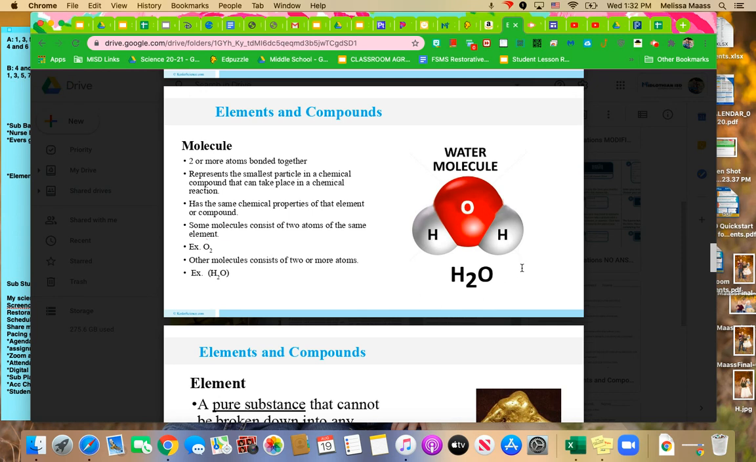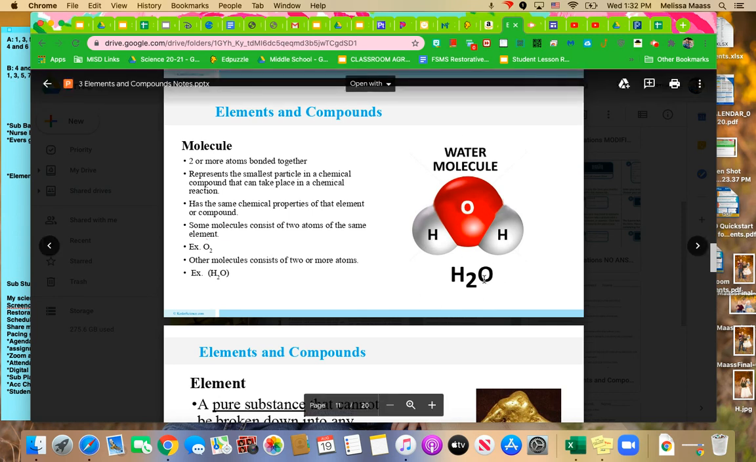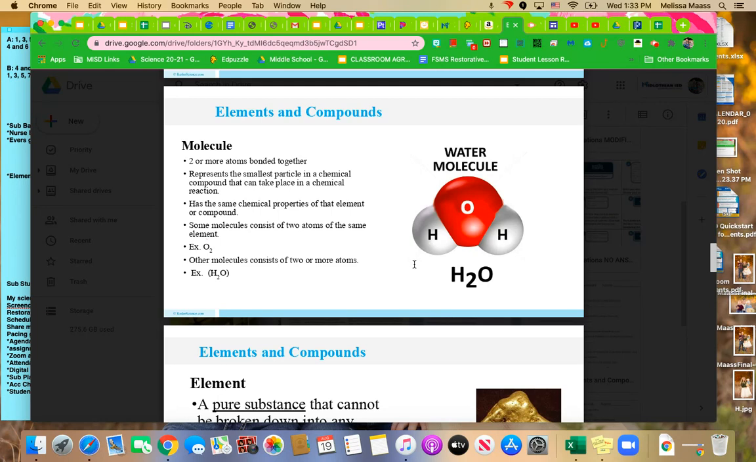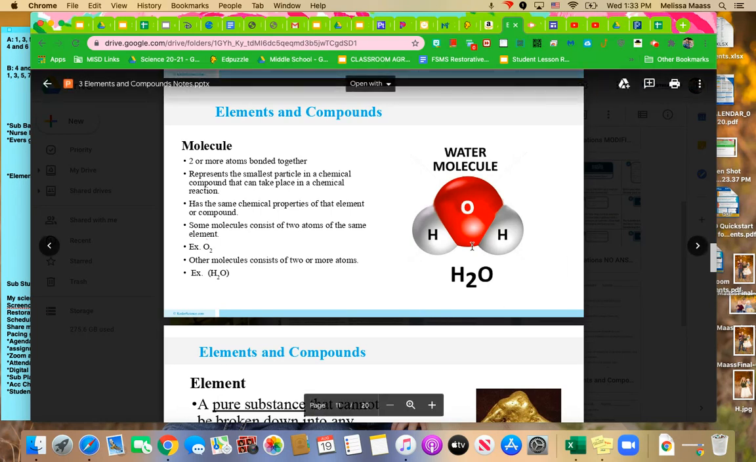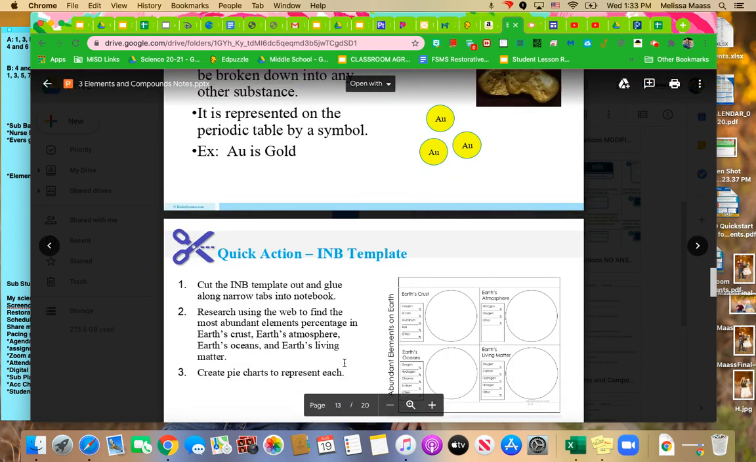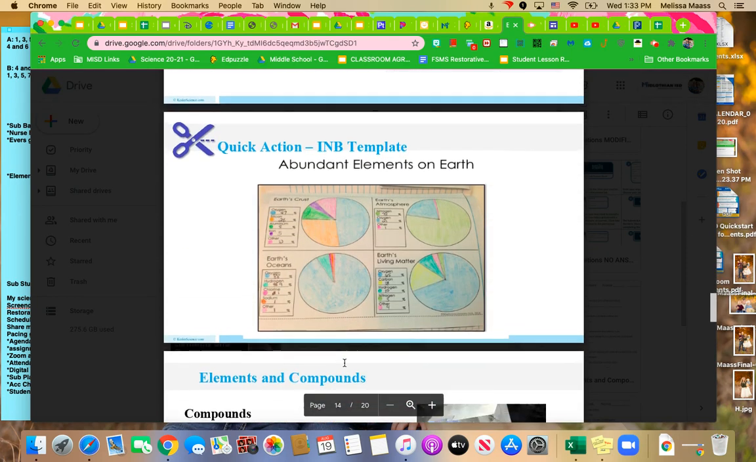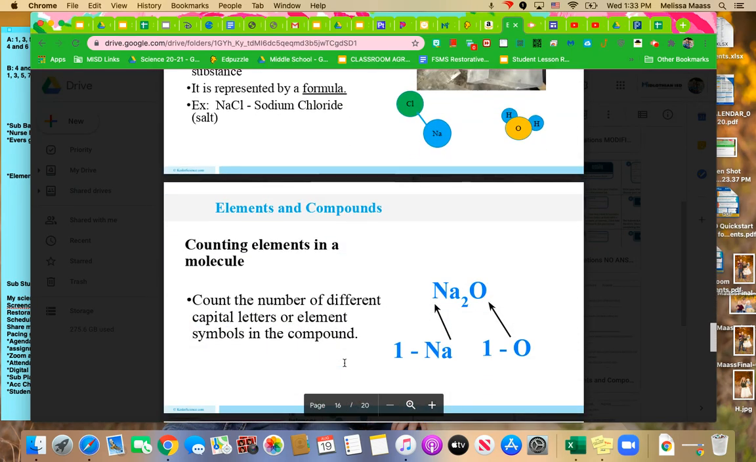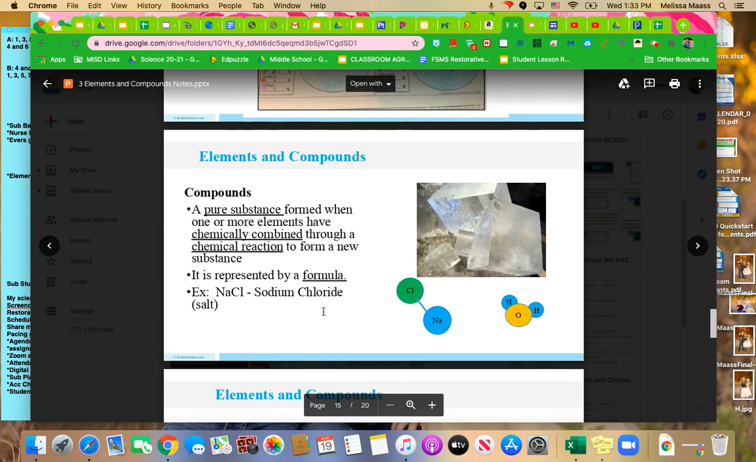But anyways, we had left off with talking about the H2O and the molecule and everything. But when you put this whole thing together, this is a compound. This is one compound. A compound is made up of different elements. So let's fast forward to the topic of compounds.